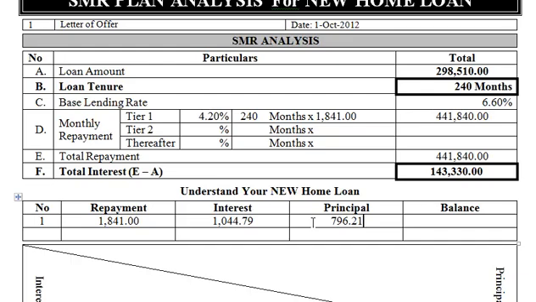Ladies and gentlemen, after the first repayment that you have paid, what is the outstanding balance? You need to use 298,510 ringgit minus 796 ringgit and 21 cents. You will get 297,713 ringgit and 79 cents. For this case, it is the 240 months.